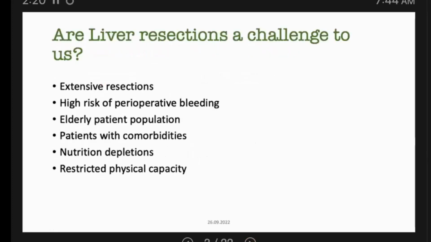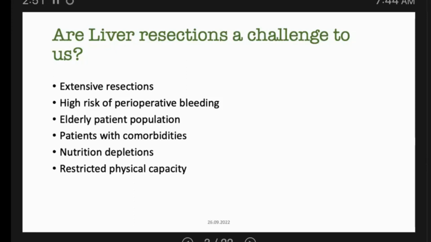So let's see whether it is really a challenge to us. Yes, indeed, it is a challenge because it is an extensive resection that is going to happen, and especially these are happening on high risk patients. There is a high risk of perioperative bleeding, because the liver is a very vascular organ and it doesn't have any vasoconstricting ability. It all consists of dilated or already existing dilated vessels. So wherever you cut, the cut surfaces bleed.